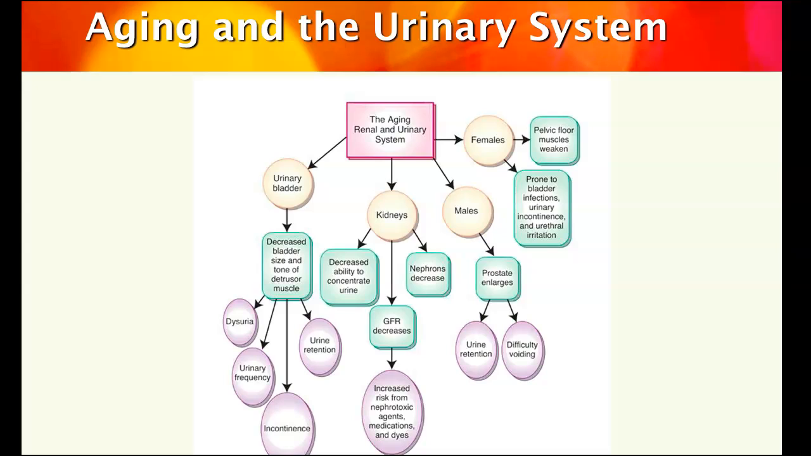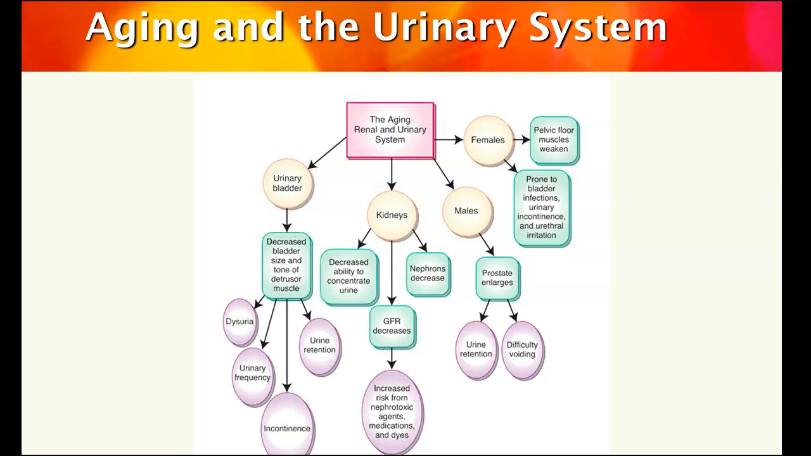urinary retention. For the kidneys, as we age, you have a decreased ability to concentrate urine. That glomerular filtration rate is going to decrease, and the number of nephrons themselves are going to decrease, and the size of the nephrons. Because of all of that, the elderly or aging patient is at increased risk for nephrotoxic agents. And we've talked about this all semester about IV contrast. Certain medications and IV contrast are going to put their kidneys at risk as well.